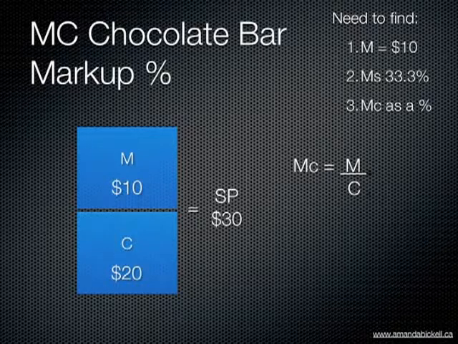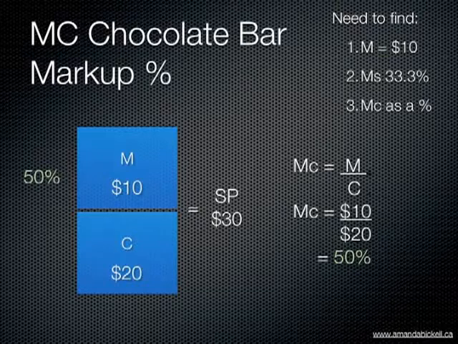The C denotes that we're looking for a markup, and there's a cost in the denominator this time as opposed to the selling price that we had for margin. Again, we can insert our numbers, and this time the percentage comes out to 50%. So the markup is 50% of the cost.